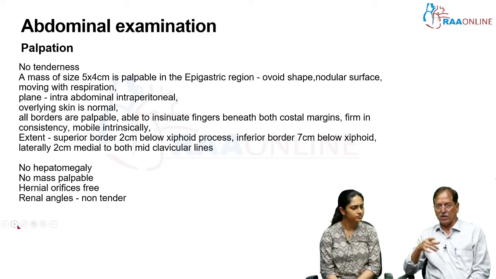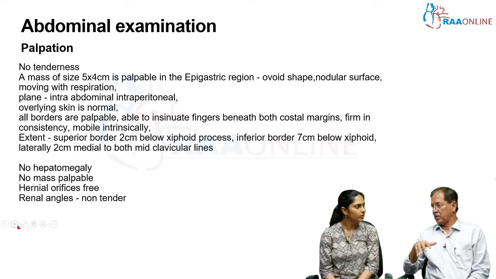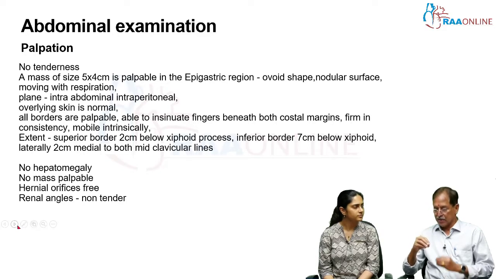You said about pulsation: no visible pulsation seen. Same way, over the mass when you feel, whether you can feel the pulsation is important. That will tell you whether the mass is sitting over the aorta. If you feel a pulsation, you have to differentiate whether it's a transmitted pulse or an expansile pulse.